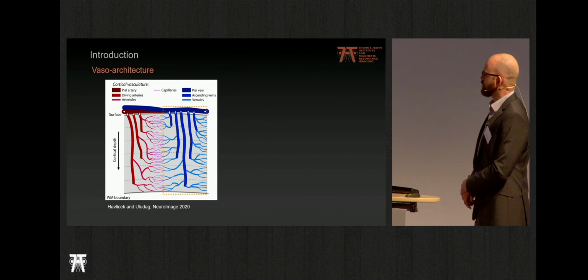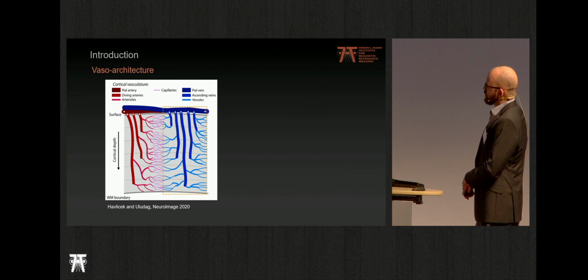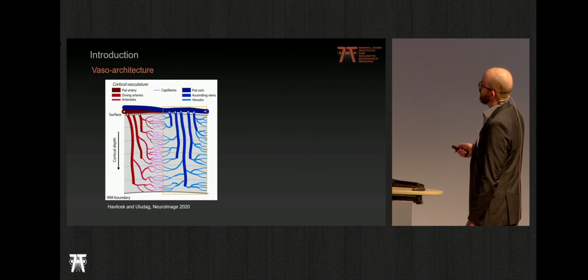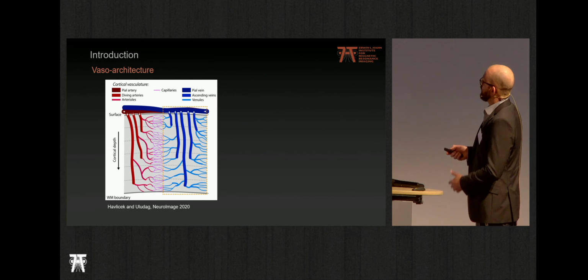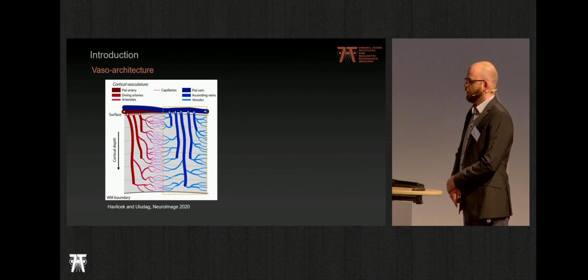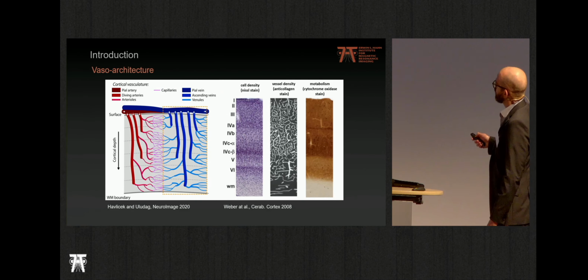In the case of the primary visual cortex, this is a schematic showing that it's actually quite organized. Oxygenated blood comes from the pial arteries and goes through these diving arteries, which branch into smaller and smaller arterioles, and then finally into the capillary bed, where oxygen gets exchanged with the parenchyma. Then deoxygenated blood goes basically the other way around, following these venules which merge into ascending veins and then into the pial veins.